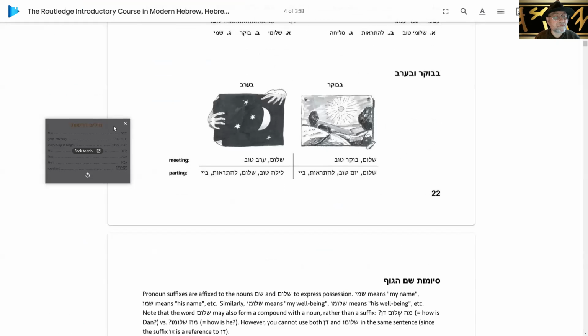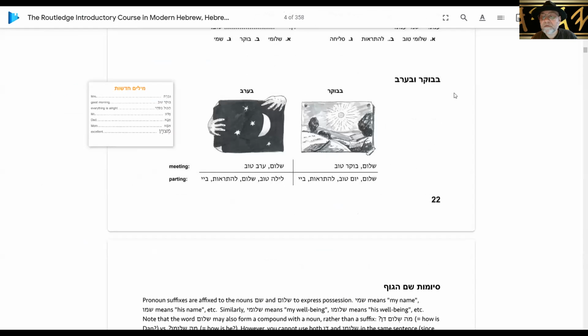now we've got Baboker, looks like Erev. Okay, so what do we got going here? Okay, so Baboker is the morning, but Erev is in the evening, looks like. Okay, so you see the sun is up, Baboker, in the morning and Be'erev in the evening. Okay, so this is like a conversation here. Shalom, boker tov. Hi, good morning, basically.